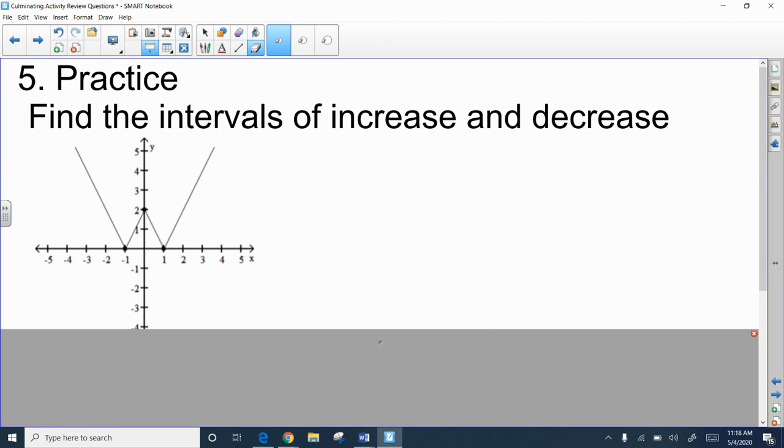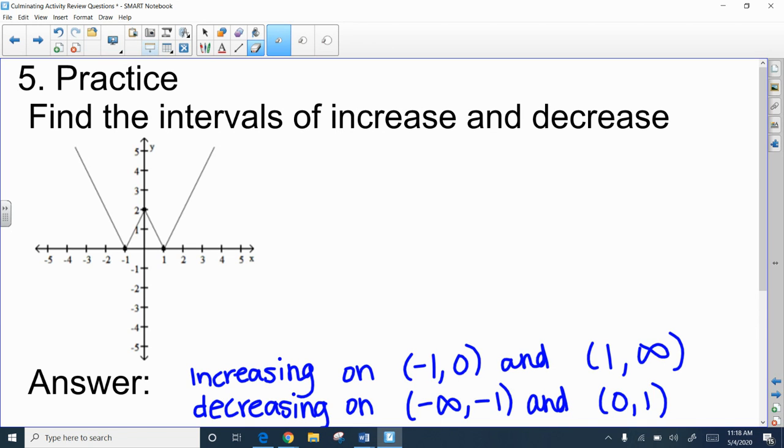All right, let's check our answer. The answer for this one, the graph is increasing on the interval from negative 1 to 0 and then 1 to infinity. So that's increasing. And then the graph is decreasing on negative infinity to negative 1 and 0 to 1. So the graph is decreasing in those sections of the graph.